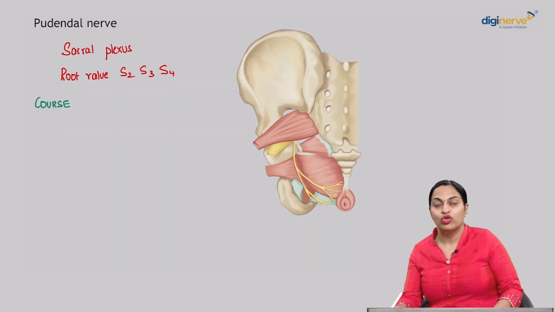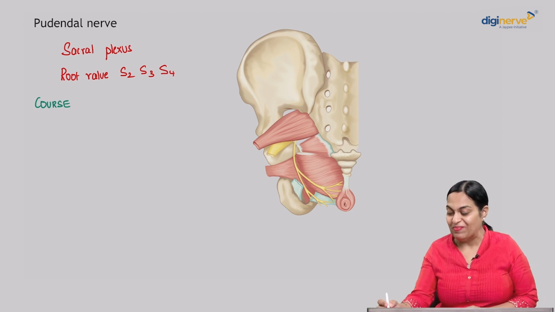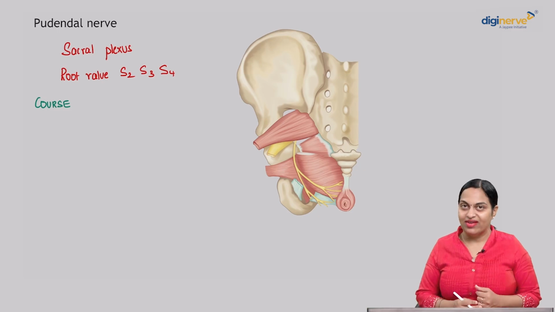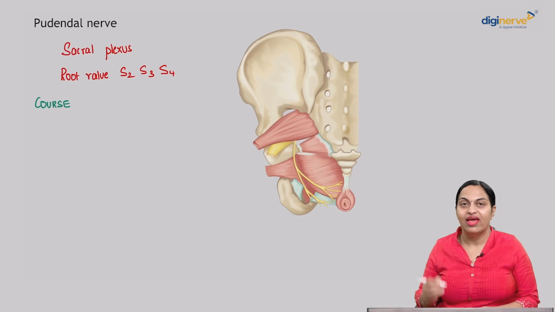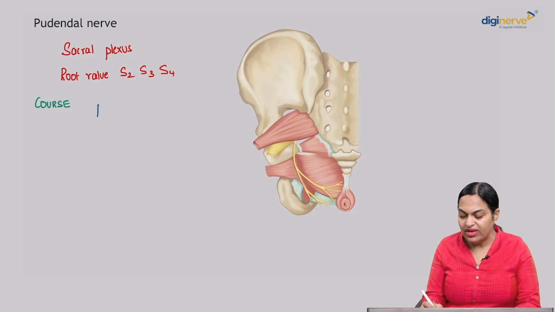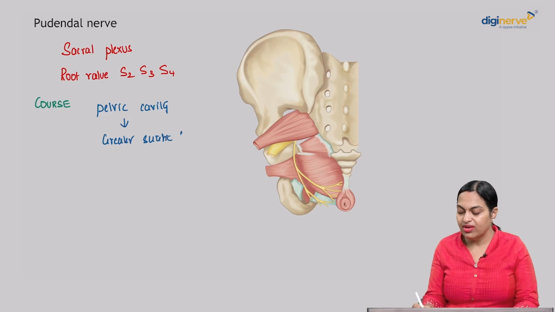Yes, definitely we should know about the pudendal nerve. Very important, right? The pudendal nerve is the nerve of the perineum. It comes from the sacral plexus and the ventral rami of S2, S3 and S4. So it is actually given off in the pelvic cavity, right? From the pelvic cavity, it passes through the greater sciatic foramen to reach the gluteal region.